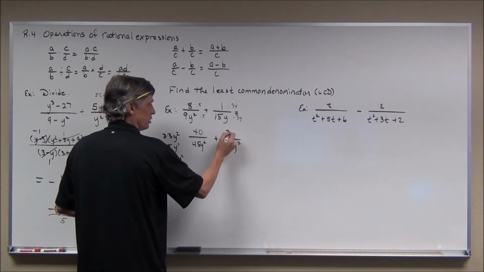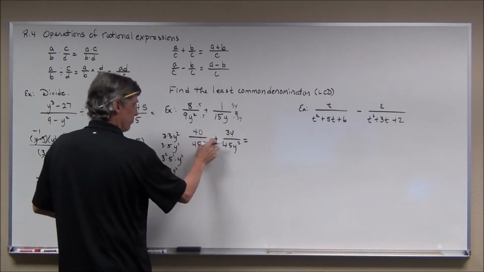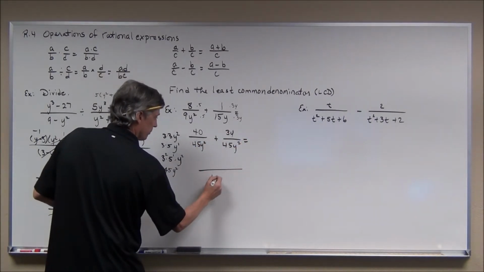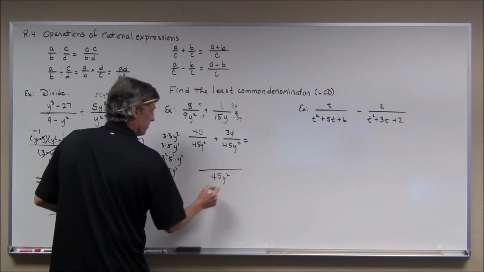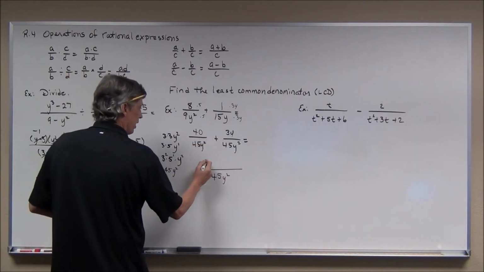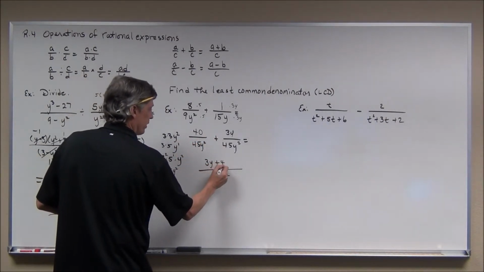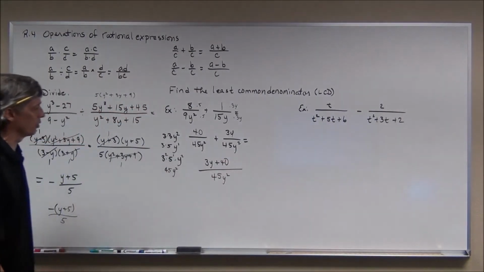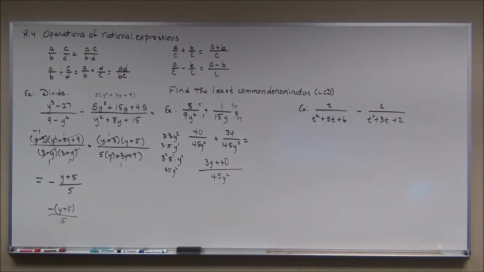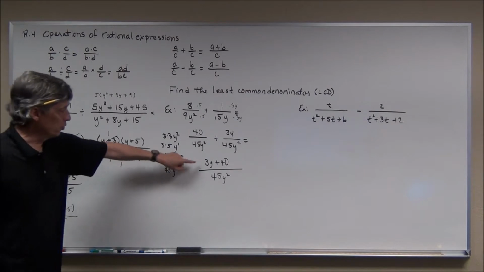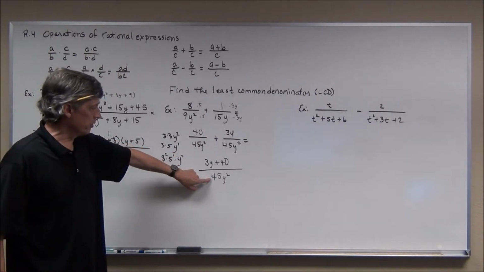1 times 3y is 3y. Now I can add my numerators, put it all over my common denominator. 40 plus 3y, I like to write 3y plus 40 instead because I like the descending order effect. Now I would look to see if this simplifies. My numerator does not factor, my denominator does not factor.